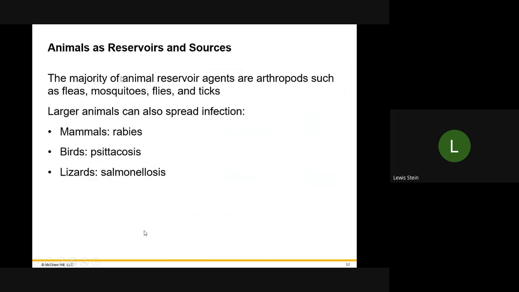So, animal reservoir agents are arthropods: fleas, mosquitoes, flies, and around here, everybody, ticks. So there are a lot of these. All mammals can get rabies. Birds, a variety of things that they conceivably could carry. But the focus for us, and there's some degree of either avoidance or control, is spraying for mosquitoes and other types of things, being cognizant of where there is standing water.